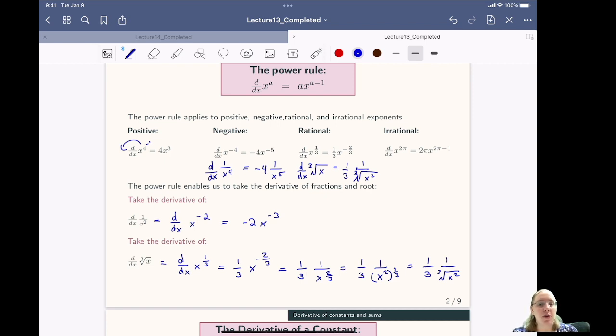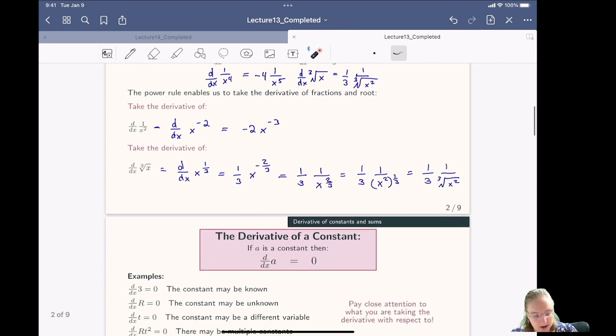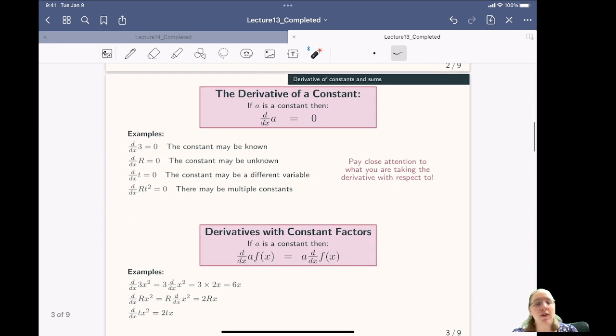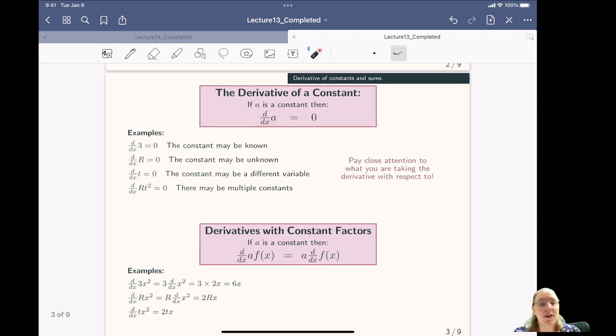All right, so just this one power rule gives us a lot of options. We can take the derivative of a term of a polynomial, or we can take the derivative of a root or of a fraction. Now, to take the derivative of a full polynomial, we have to combine the power rule with some other rules. The first one is that the derivative of some constant a is equal to 0.